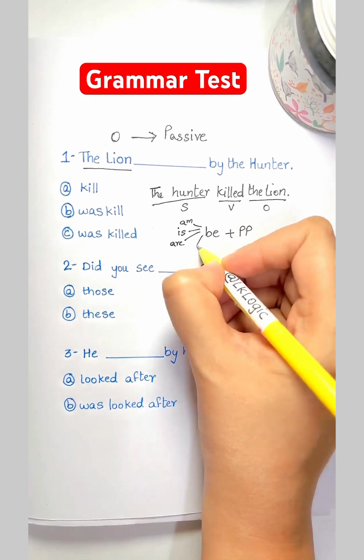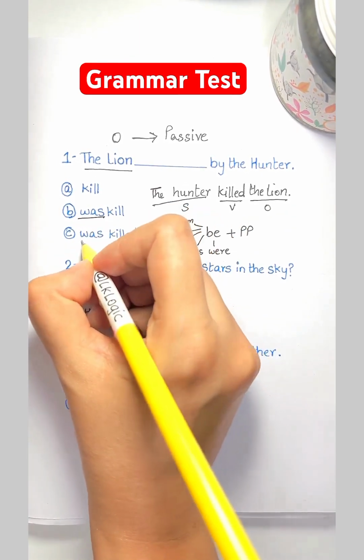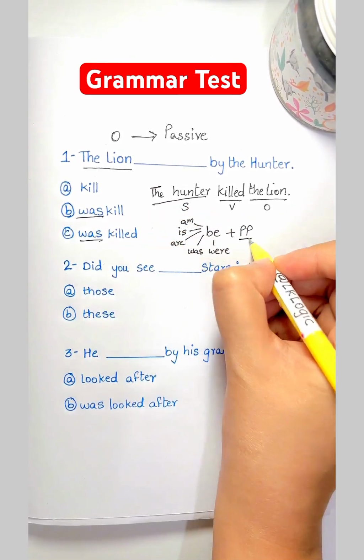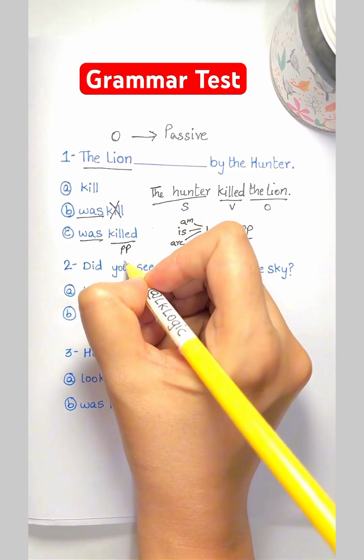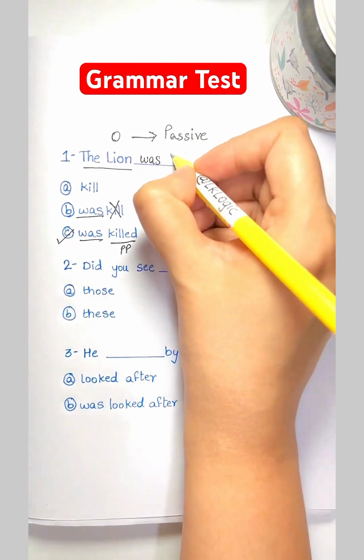Be is am, is, are, was, were. Here we have was and was. We need a past participle. Kill is wrong, it's the base verb. Killed is the past participle. So the answer is was killed. The lion was killed by the hunter.